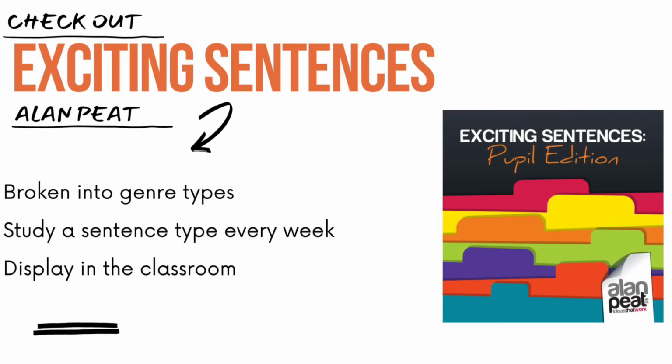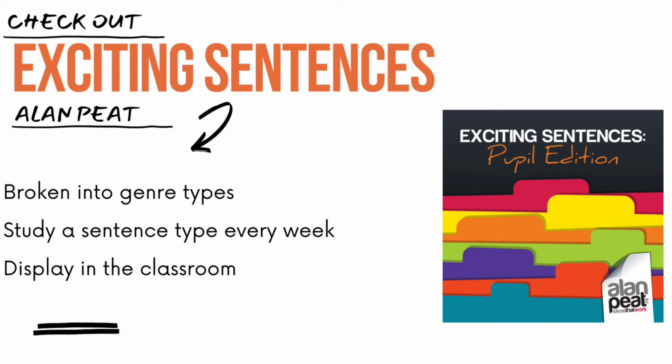The next section talks about teaching writing skills of grammar and VCOP, and I do this mostly in 2 small separate lessons outwith my writing lessons every week. The first one of these is when we look at something called exciting sentences. This is based on Alan Peat's work on exciting sentences, which comes in a handy app you can download. I would really suggest that you download it. It breaks down about 50 sentence types into different genres that you could use to make your own writing more exciting. So what we do is each week we study one sentence type.